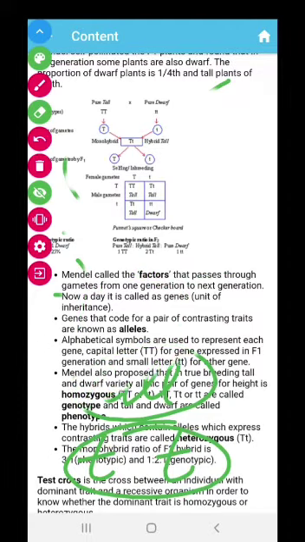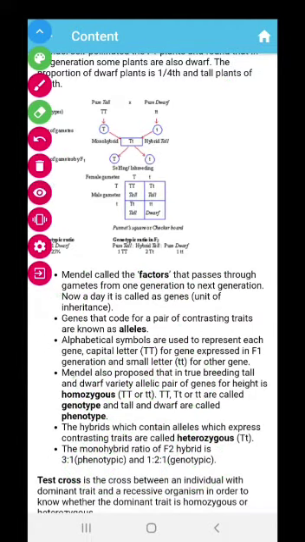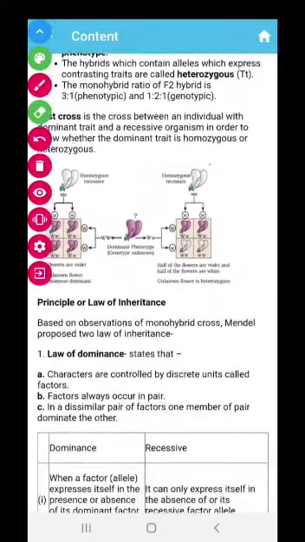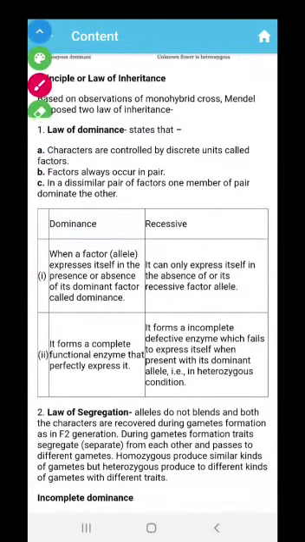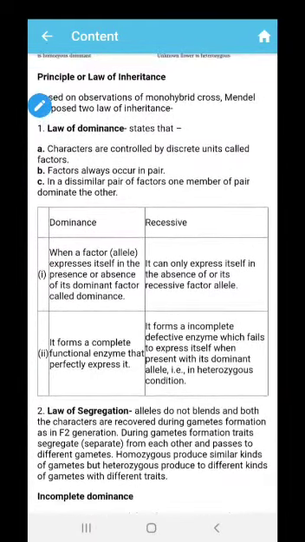This is known as the law of dominance. We are going to talk about the principles of inheritance and the law of dominance. The law of dominance states that characters are controlled by discrete units called factors, according to Mendel, which today are known as genes. Factors always occur in pairs, such as capital T capital T, capital T small t, small t small t. That means two members of a pair will always be there.